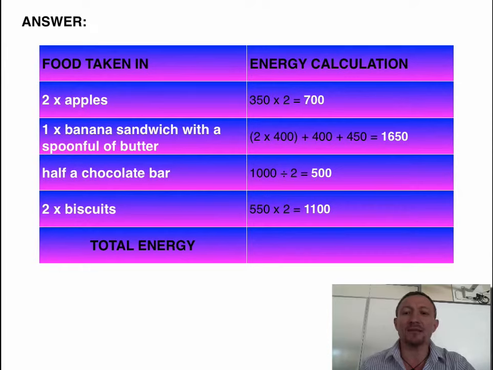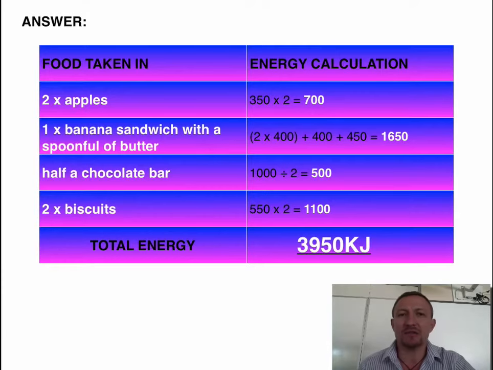So now we add all those values together, all the values in white, that's 700 plus 1650 plus 500 plus 1100, and the total energy that is consumed is 3950 kilojoules of energy. So that's always useful to know, and by knowing that sort of energy value that comes in, you can then say, well, if I do this activity, am I going to have enough energy? The answer might be yes, or it might be no.